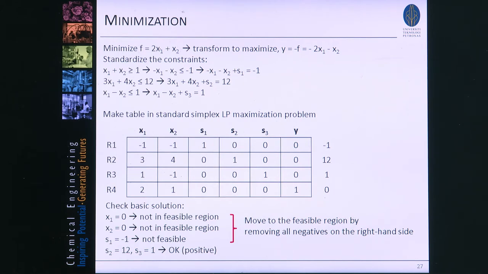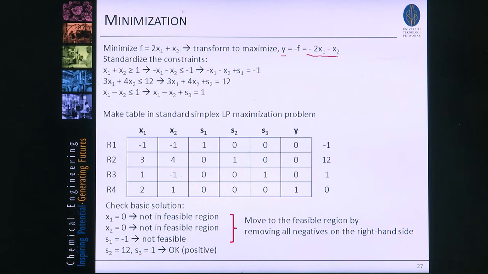We do that by putting another variable y equal to minus f, which is minus 2x1 minus x2. We want to maximize this, because if we maximize y, we are minimizing f. Mathematically speaking, if we maximize y, we are minimizing the minus f. It will go to the more minus.